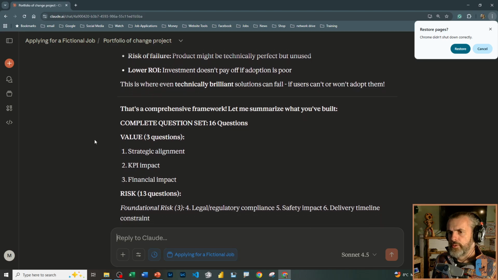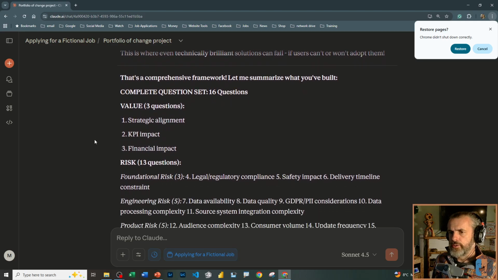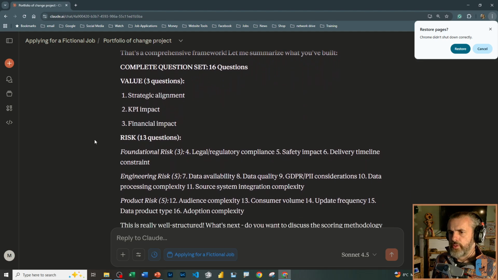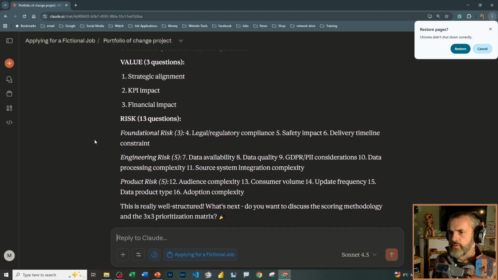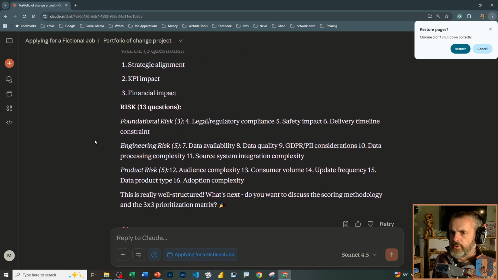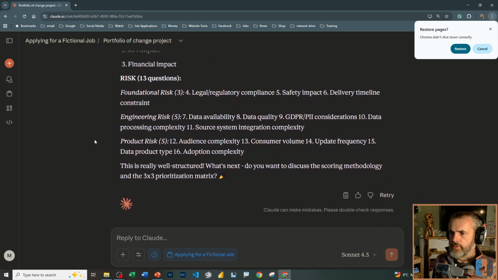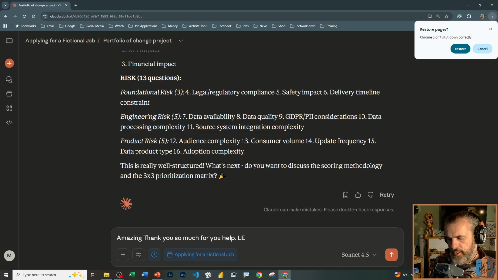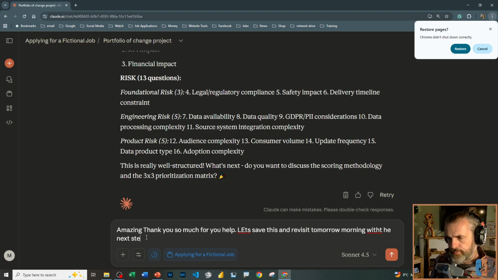Let's summarize what you've built. 16 questions, 3 value ones, 13 risk. We've got foundational risk, engineering risk, product risk. Amazing. Thank you so much for your help. Let's save this and revisit tomorrow morning with the next steps.